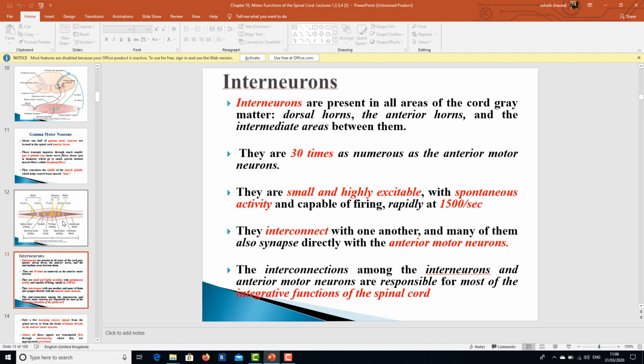cord. So what is important is to learn that these small neurons, which are interneurons, are present in all the areas of the cord gray matter in spinal cord, and they are 30 times as numerous as anterior motor neurons. They are small, highly excitable, having quite high speed of firing, and they interconnect with one another, and many of them synapse directly with the anterior motor neurons. The interconnections among the interneurons and anterior motor neurons are actually responsible for most of the integrative functions of spinal cord. So they are very important regarding the integrative function of spinal cord.